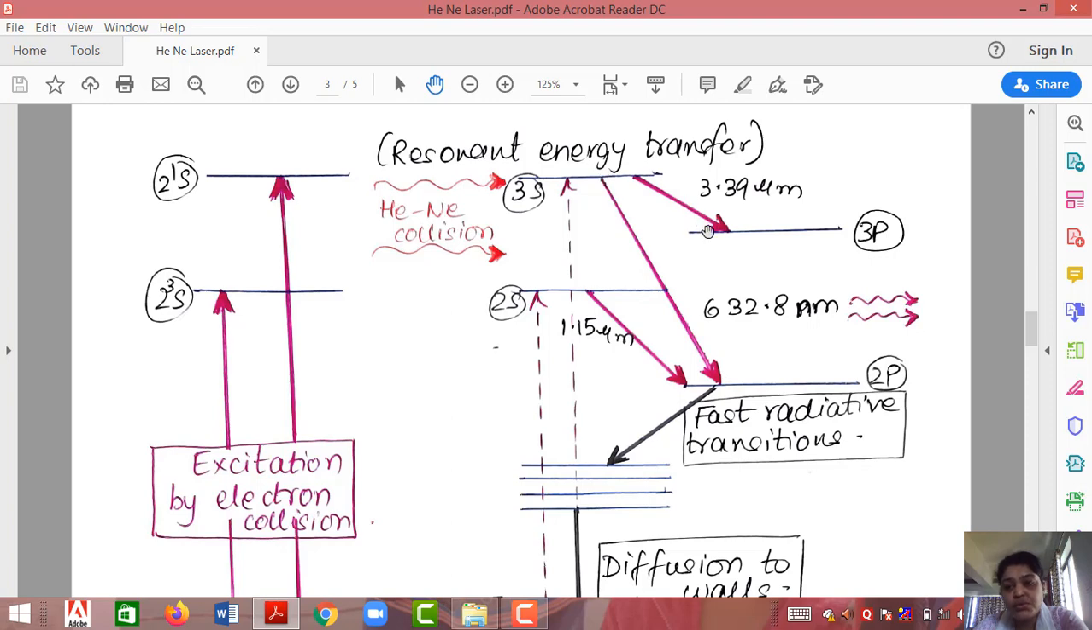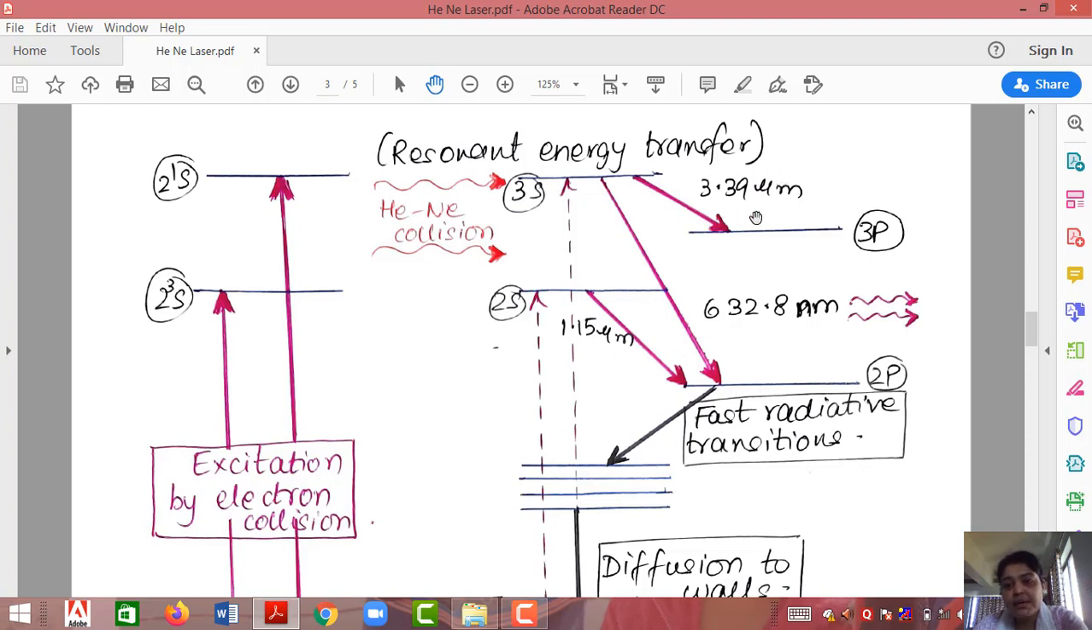So 3s to 3p, because it is spontaneous emission, it will emit some light in the range of 3.39 micrometers. So the photons emitted here have a 3.39 micrometer wavelength, but that is a non-radiative decay, or you can say a spontaneous emission. Similarly, there will be electrons moving from 3s to the level 2p. And you can also see some electrons moving from the second excited state to 2p. So we have a total of three transitions: 3s to 3p, 3s to 2p, 2s to 2p.